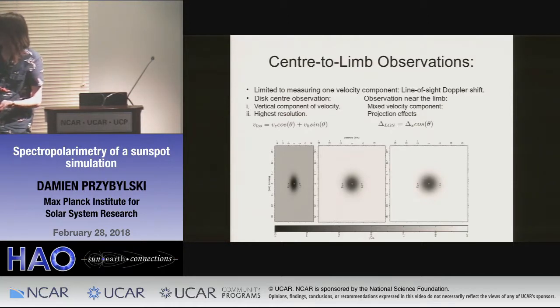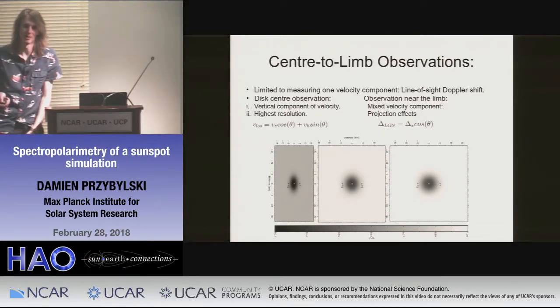So we need to be able to synthesize a vertical or disk center sunspot, and then we need to synthesize something that looks like it was towards the solar limb. And we can see we get a pretty good limb darkening curve, and the sunspot gets smooshed up at the same time.